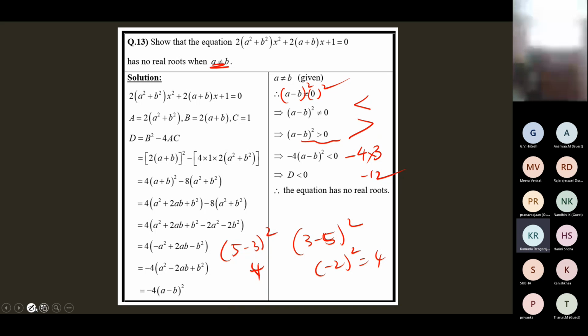We have analyzed and judged the value of this expression: D is minus 4 into (A minus B) the whole square. A minus B the whole square is positive, but when you multiply the positive value with a negative 4, the whole thing is negative. Negative meaning it's less than 0. So D is less than 0, which means the equation has no real roots.